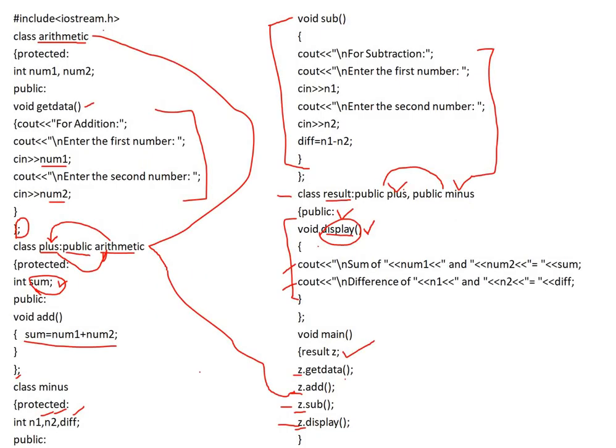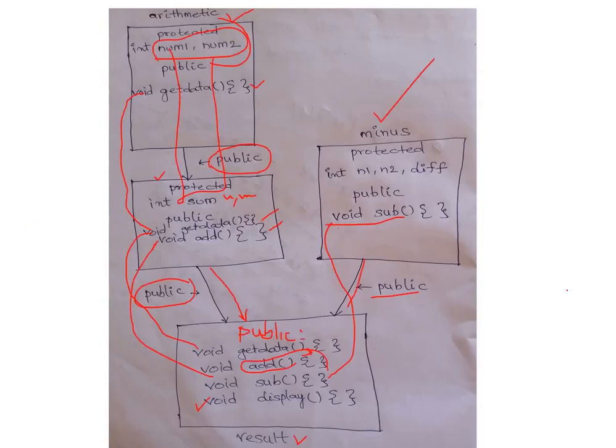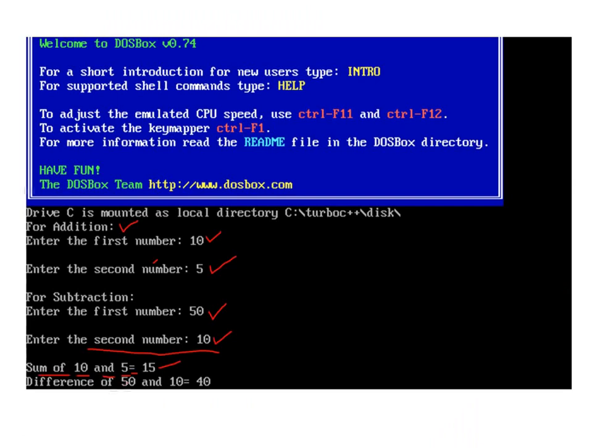Next statement is what? Cout slash n. So the difference of string is displayed in the next line. Double less than n1, it displays value of n1. Double less than and, so and string is displayed on the output device. Double less than n2, it displays value of the n2. And double less than equal to is displayed on the output device. Double less than diff, it displays the value of the diff. That is difference of 50 and is equal to 40.